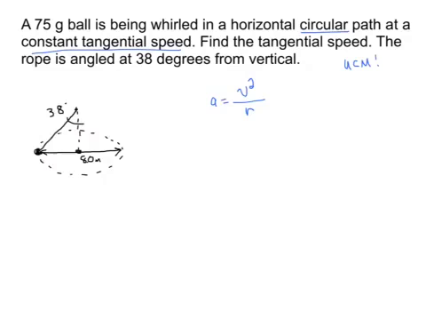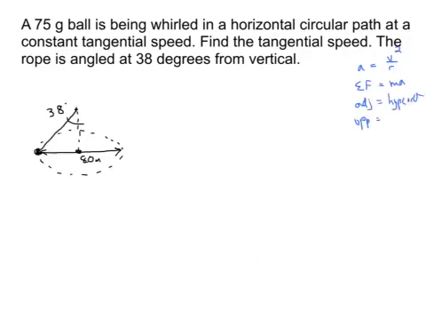I'm going to take away this equation and write down the equations we're going to be using over on the side, just so we remember that these are things we already know. V squared over R, and total force equals MA. Adjacent leg is hypotenuse cosine theta. Opposite leg, hypotenuse sine theta.